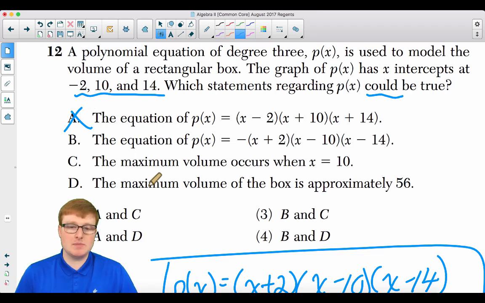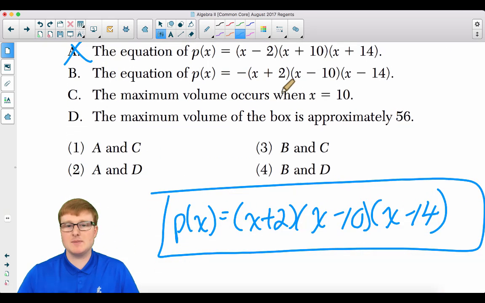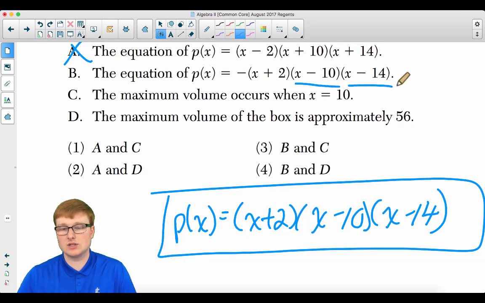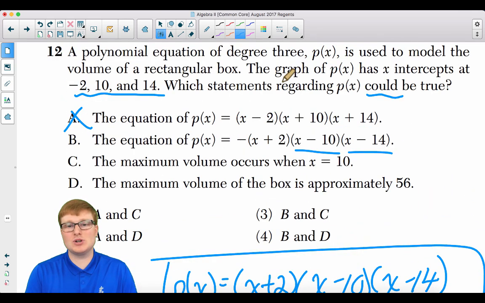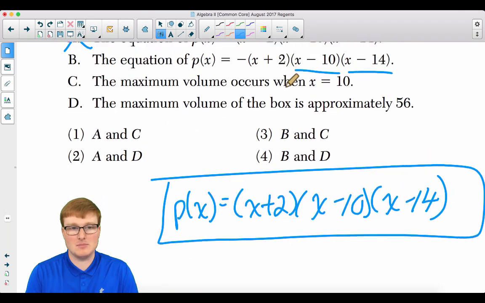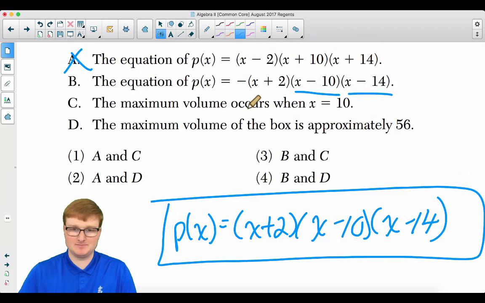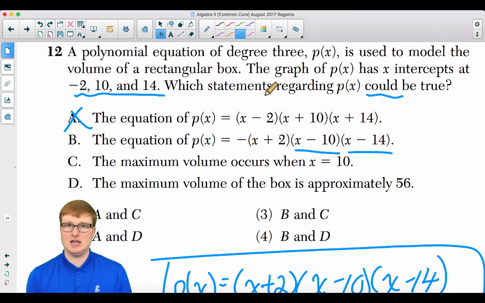B says the equation of p of x equals negative x plus 2, x minus 10, x minus 14. Well, x minus 10 and x minus 14 are good. Well, I see an x plus 2, but I see a negative. Well, is that true necessarily? Here's what's pretty nasty about this part. It doesn't say anywhere in the instructions that the leading coefficient is positive. It doesn't say anywhere about that.